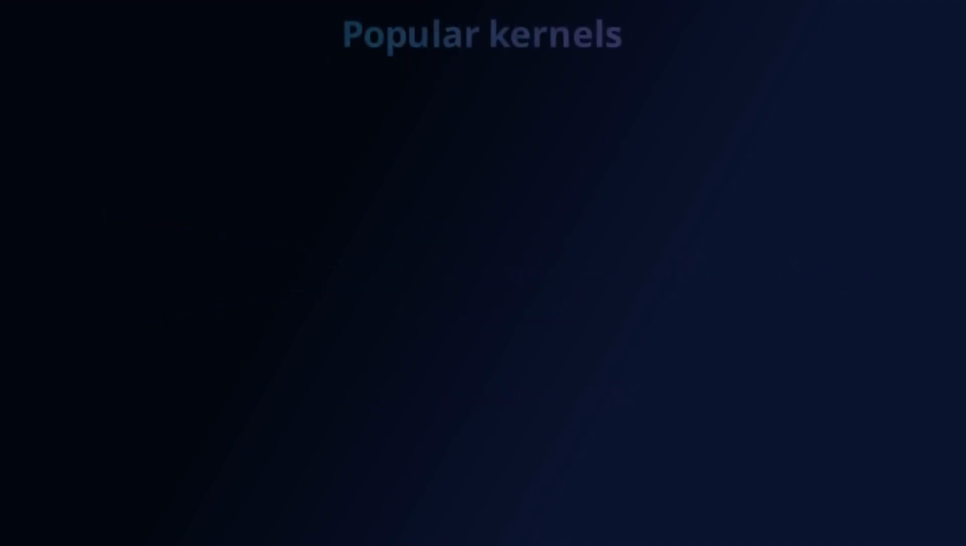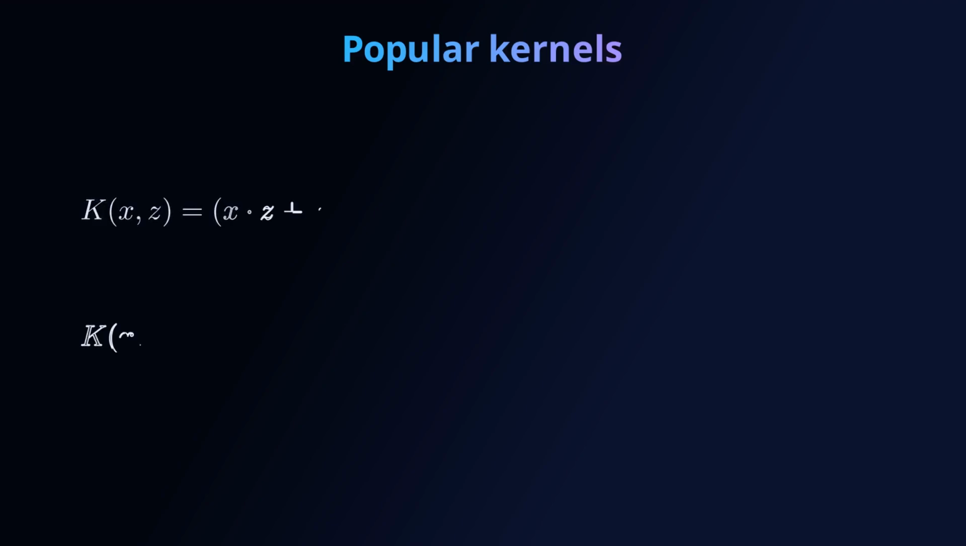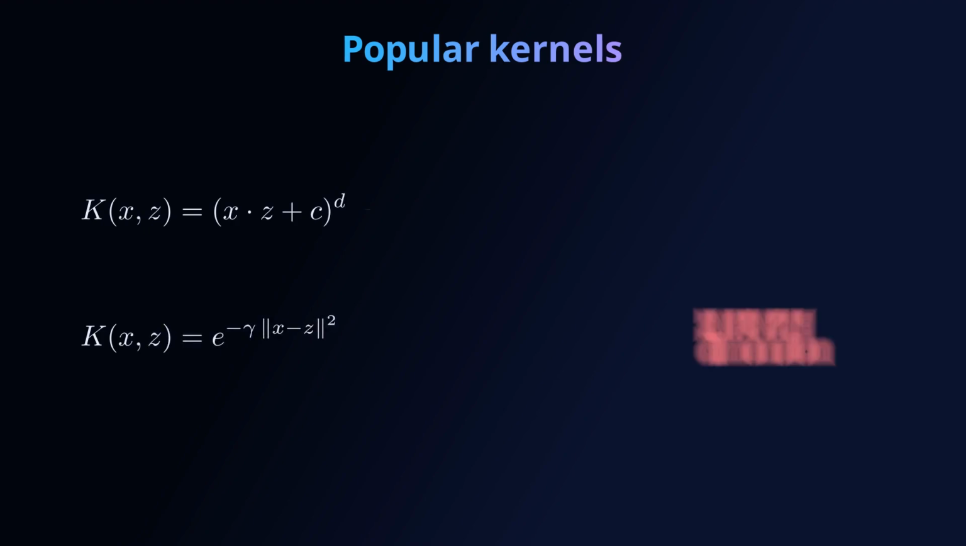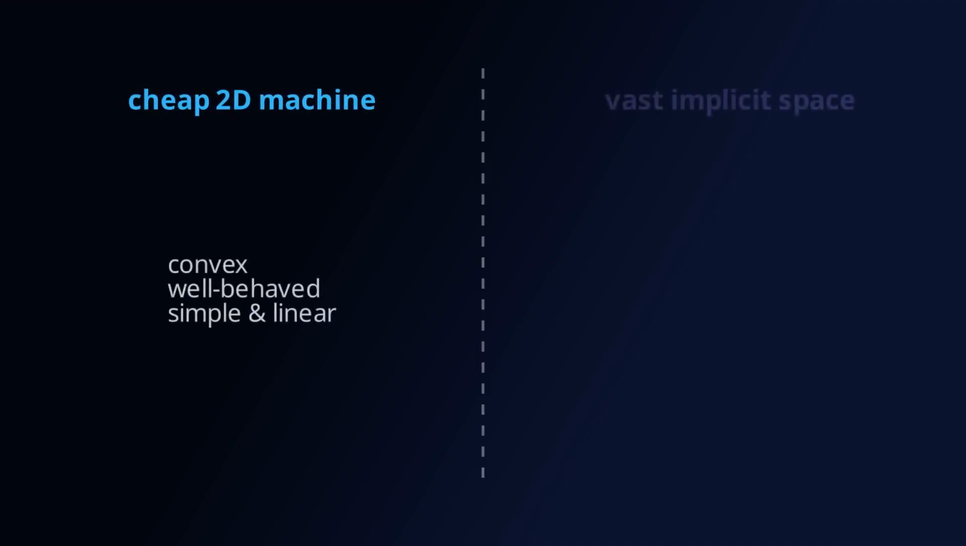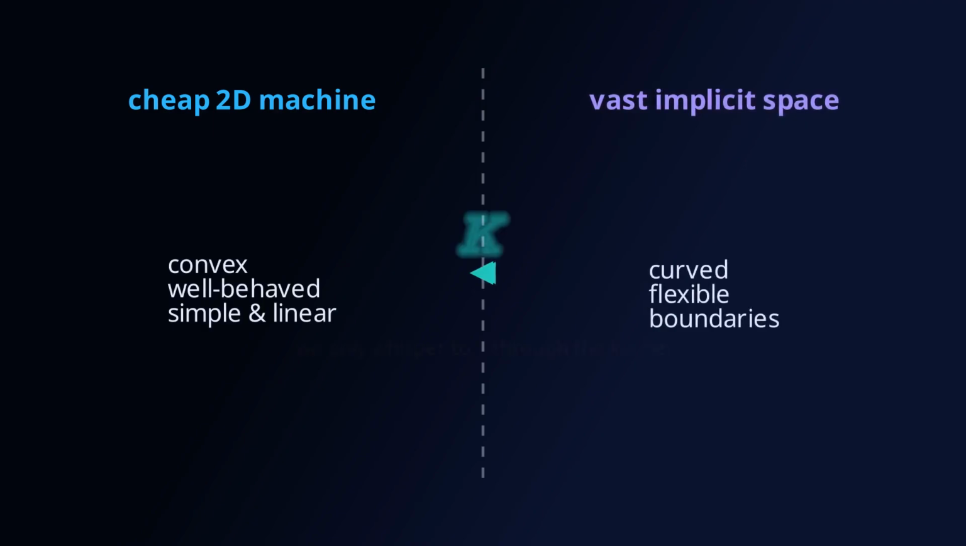It's like being handed the answer to how similar are these 2 points, once transformed, without ever paying to do the transformation. Popular kernels like the polynomial or the Gaussian radial basis function correspond to enormous, even infinite hidden spaces, yet each is just a quick formula on the original coordinates. So we get the best of both worlds, the expressive power of a wildly high-dimensional space, curved and flexible boundaries in our original picture, paired with the cheap, convex, well-behaved computation of a simple linear machine. We never build the big space, we only whisper to it through the kernel.